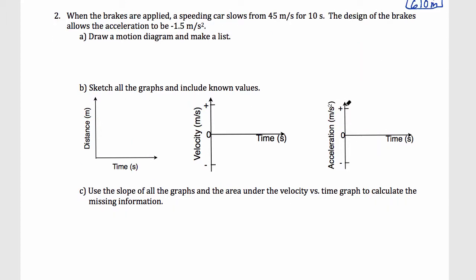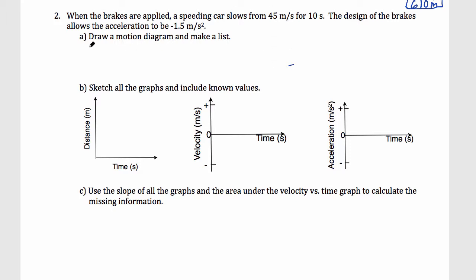Alright, so now looking at problem number 2, I'm going to go through this one with you. We have to draw a motion diagram first of all. So brakes are applied. When brakes are applied, a speeding car slows from 45 meters per second for 10 seconds. The design of the brakes allows the acceleration to be negative 1.5 meters per second squared. Alright, so let's go ahead and draw a motion diagram.